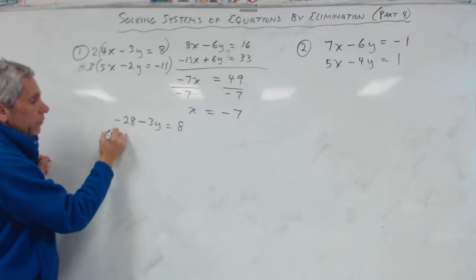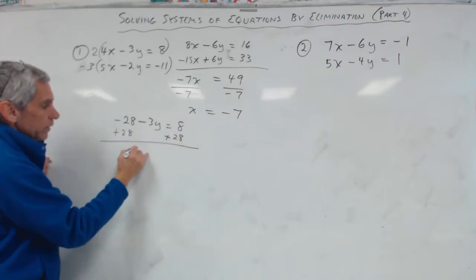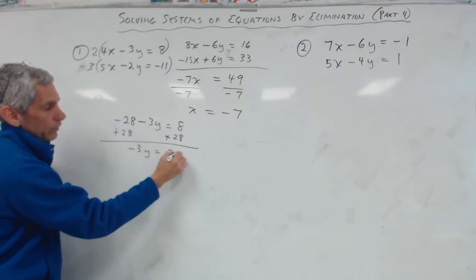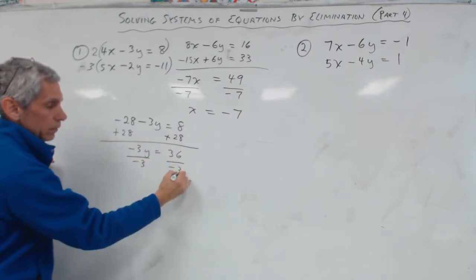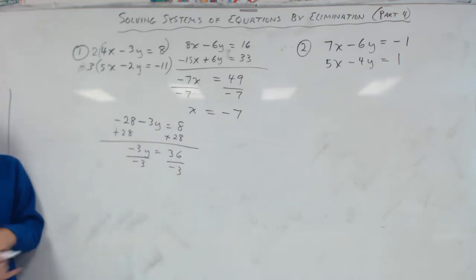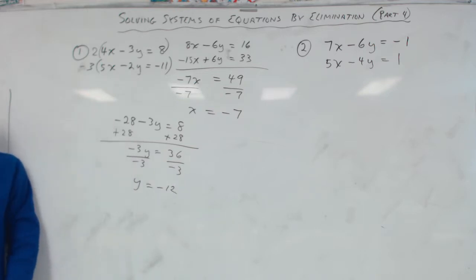So now I'm going to add 28, right? And that gives me negative 3y is equal to 36, right? And I'm going to divide by negative 3. Then I've got y is equal to negative 12. Make sense? Pretty easy, really.